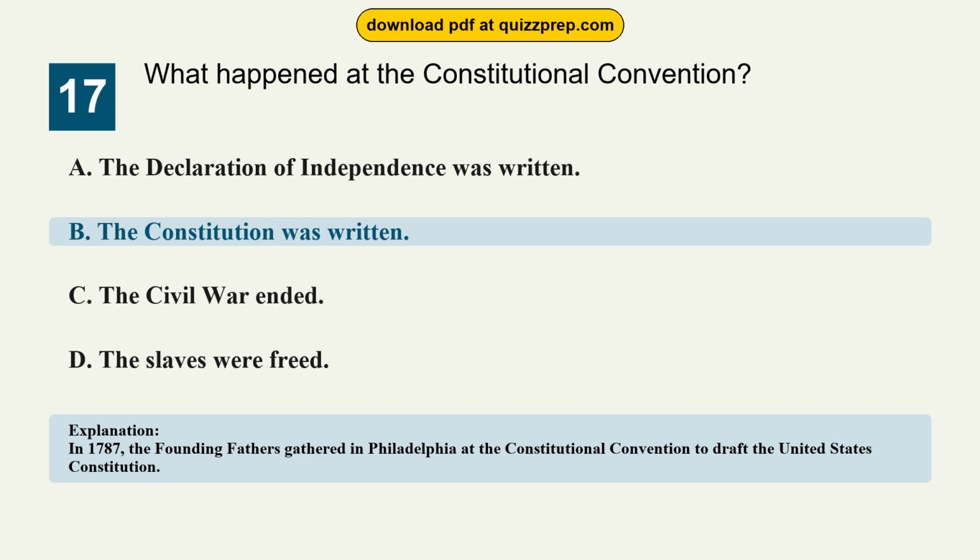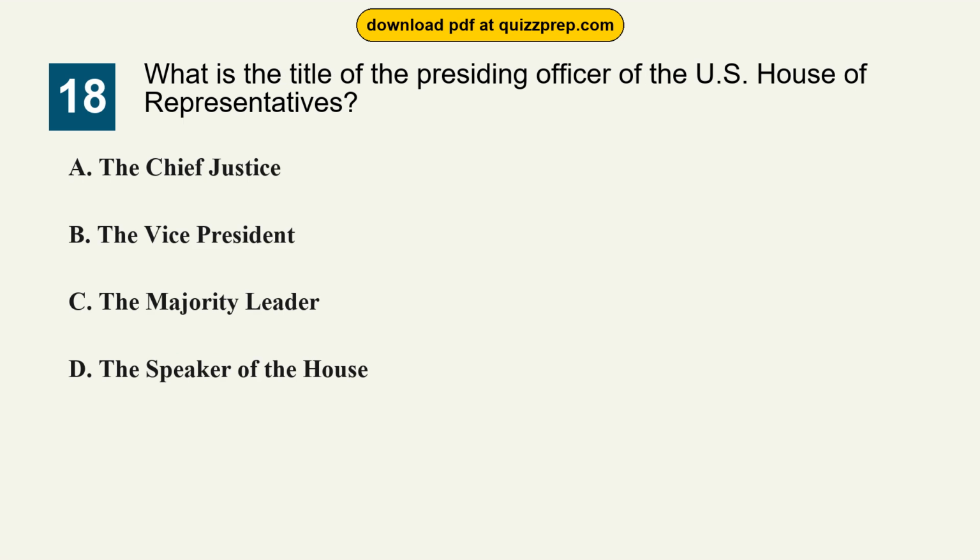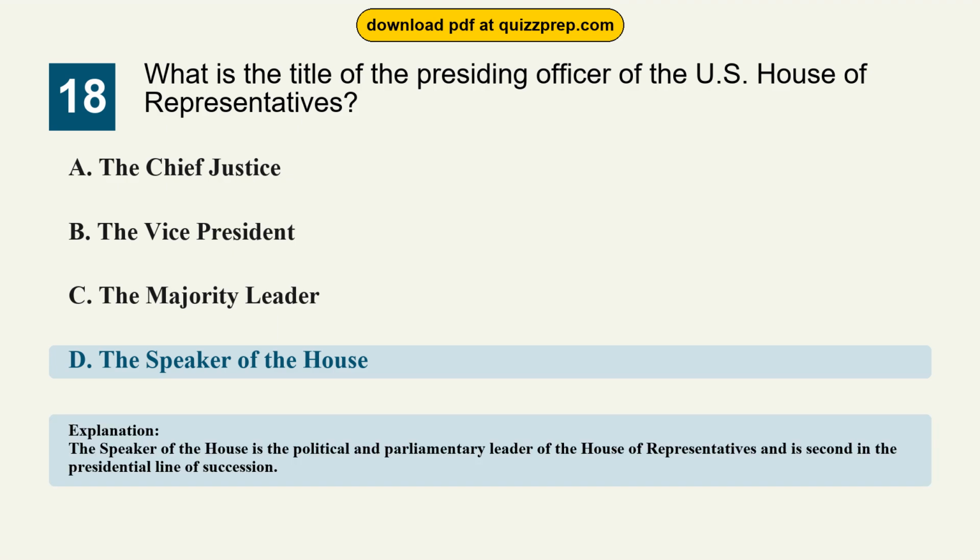States Constitution. Question 18. What is the title of the presiding officer of the U.S. House of Representatives? Option A. The Chief Justice. Option B. The Vice President. Option C. The Majority Leader. Option D. The Speaker of the House. The correct answer is option D. The Speaker of the House. The Speaker of the House is the political and parliamentary leader of the House of Representatives and is second in the presidential line of succession.